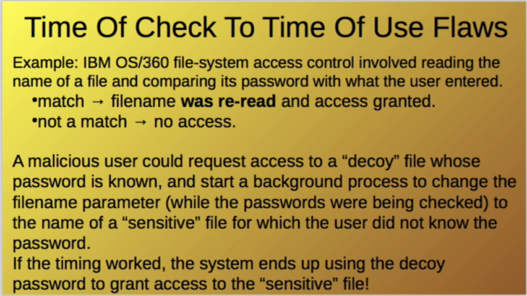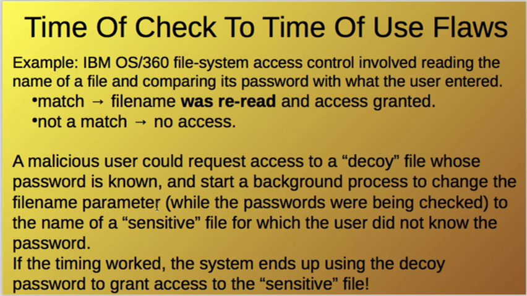So you read the file name, compare the password with what the user entered, and then if there was a match, you reread the name of the file and they grant access to the file that you reread. So a malicious user could take advantage of this time of check to time of use and request access to some harmless decoy file whose password is known. And then while your system is doing this compare of the passwords, the malicious user could start a background process to change the file name parameter.